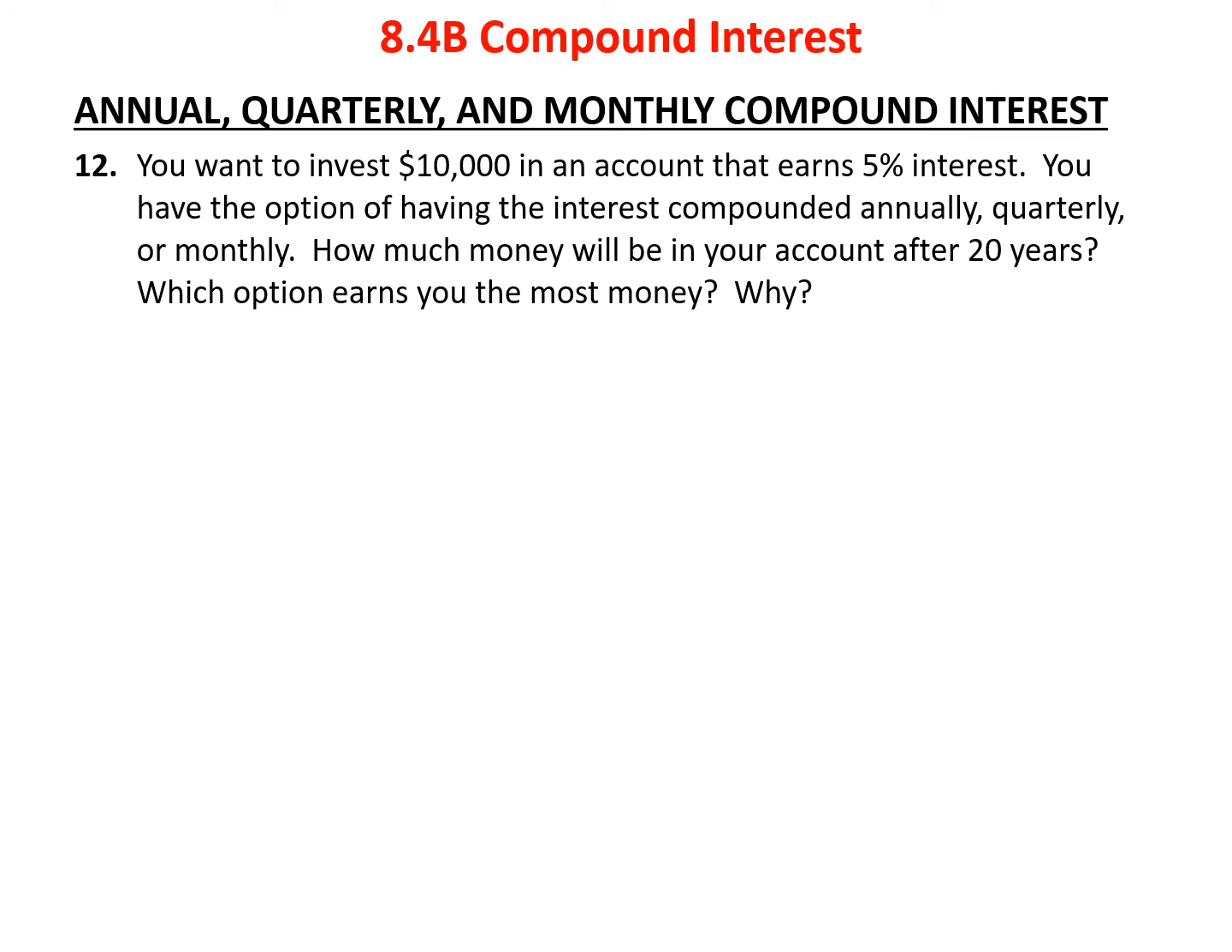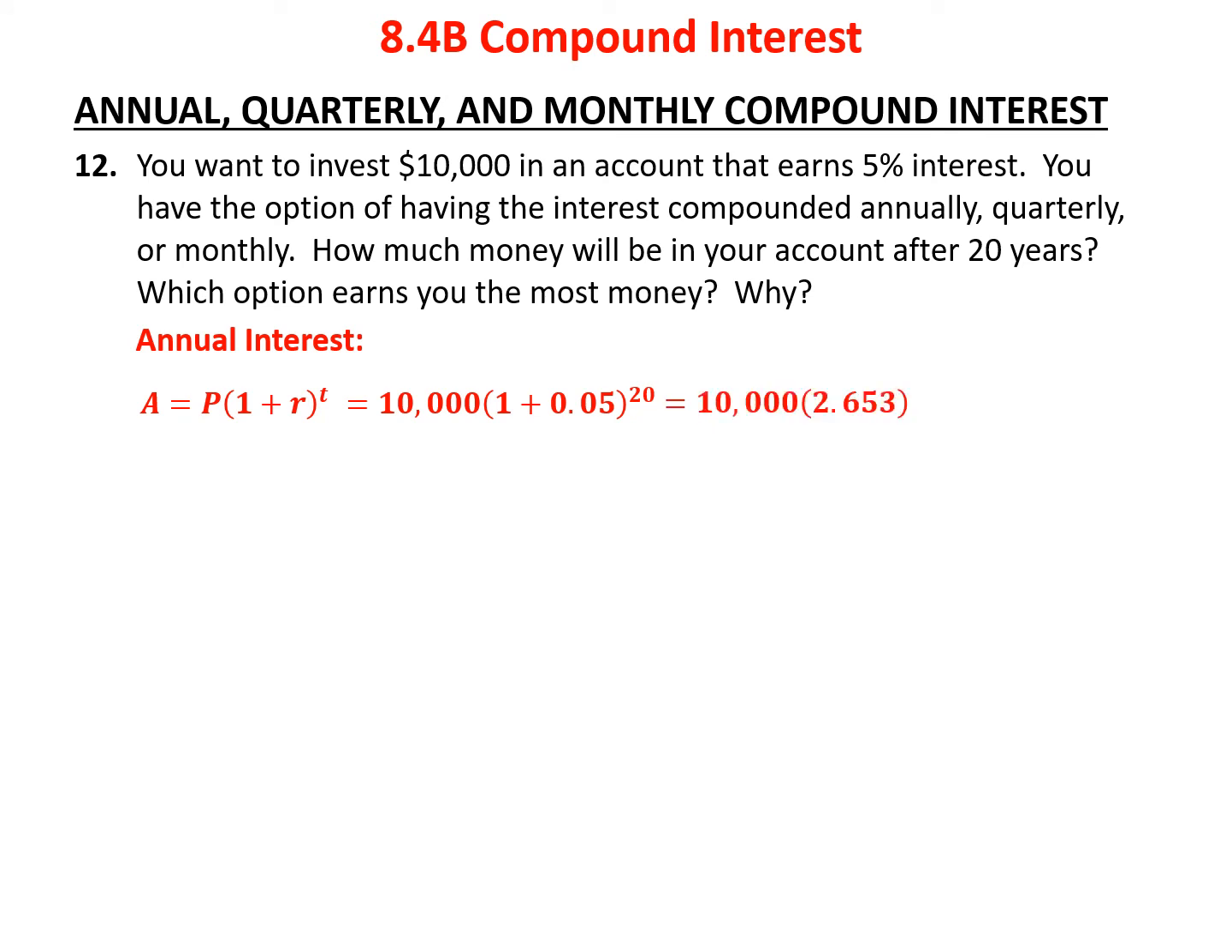Okay. So first, if I do annual interest, I'm only going to do it once a year. So it's simply 1 plus the rate. So that's 10,000 times 1 plus 0.05 to the 20th power. And that's going to be 10,000 times 2.653, or after 20 years, my $10,000 has become $26,532.98.